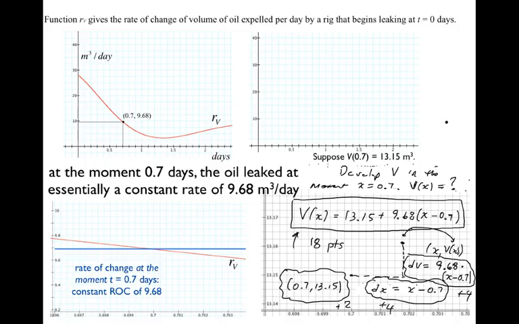Rather than actually getting a number for dx, we hold it as x minus 0.7. Rather than getting a number for dv, we hold it as 9.68 times x minus 0.7. And then we add that to the initial, so that represents every correspondence point. That's what functions do, right? They give us all the correspondence points. So in blue there.